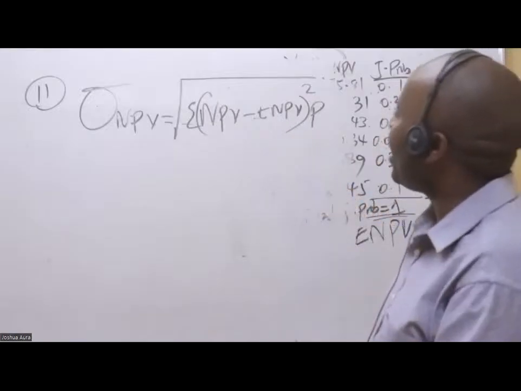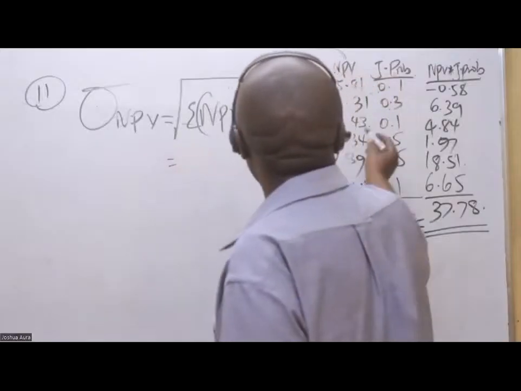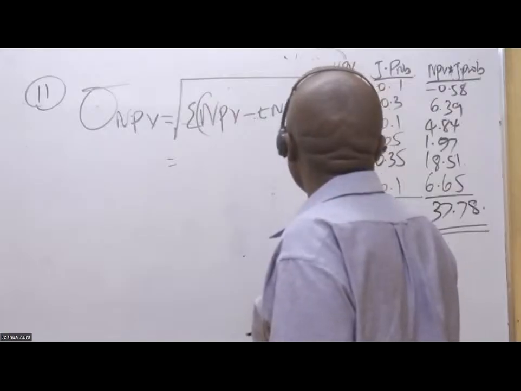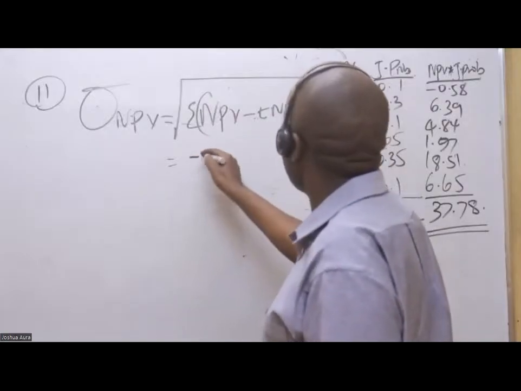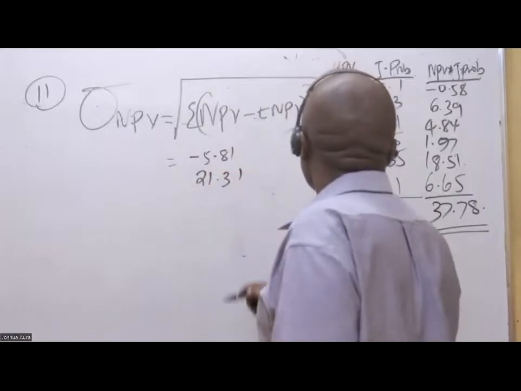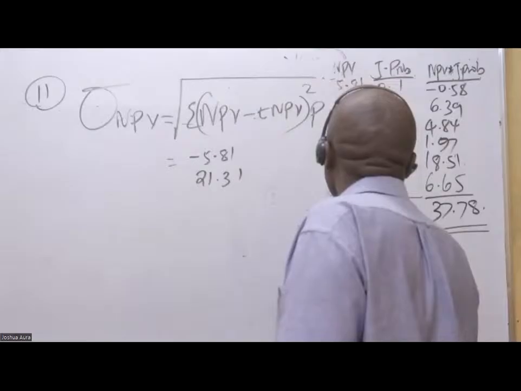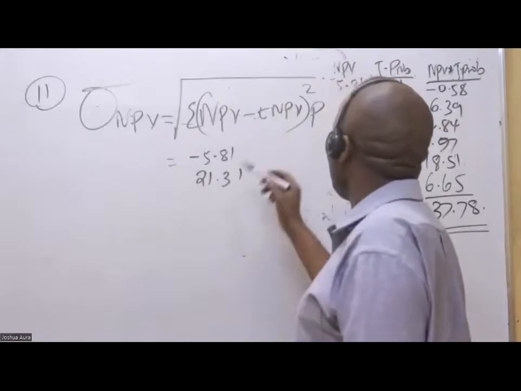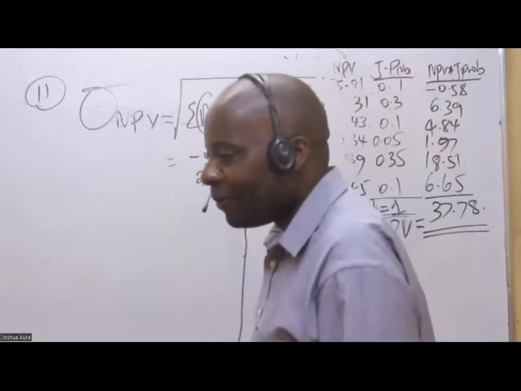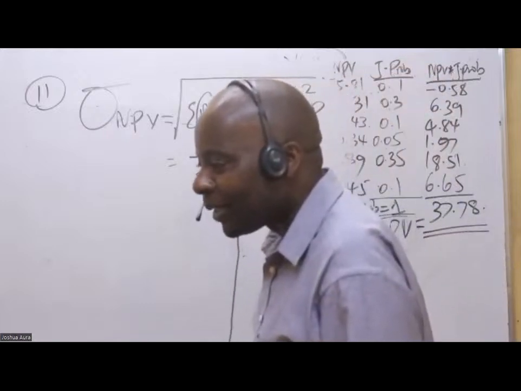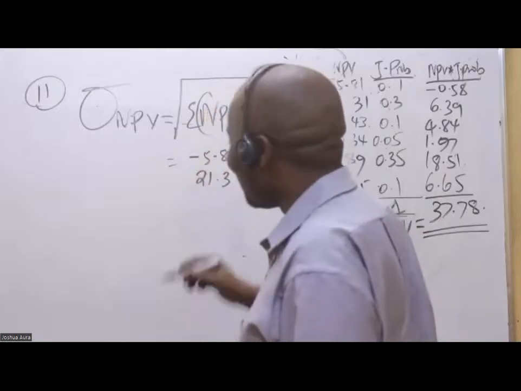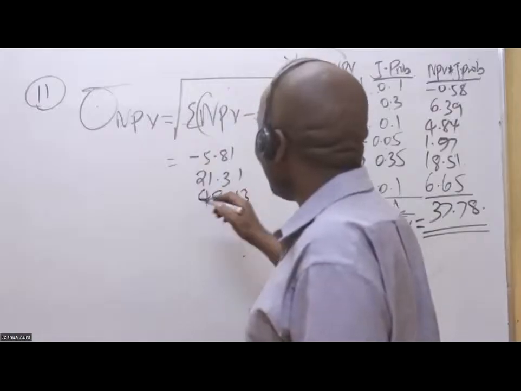So, ladies and gentlemen, from here, what do we do? Like the first NPV is minus 5.81. The second one is 21.31. The third one, I can't see it very well, really. 48.43.